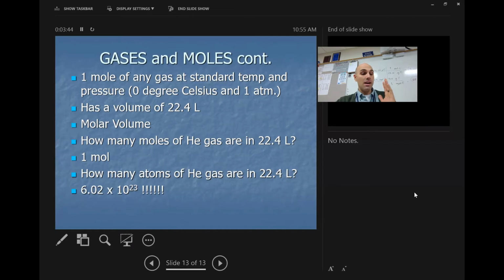I hope this has helped. Please take time and go through your mole math questions. Remember your conversion factors. Remember, you get molar mass, the amount of grams per 1 mole, from the periodic table. The amount of atoms, molecules, particles in 1 mole is Avogadro's number, 6.02 times 10 to the 23rd. And the amount of liters in 1 mole is 22.4 liters. So those are all very important conversion factors.